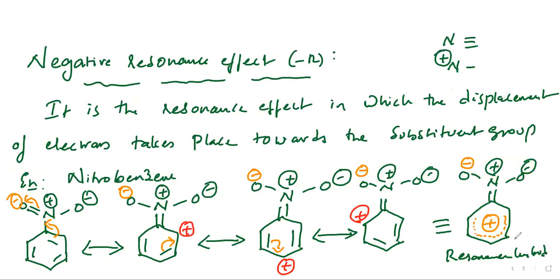Negative charge. And what is the negative resonance effect? It is a resonance effect in which the displacement of electrons takes place from the ring towards the substituent group. From the benzene ring towards the substituent group, that we call the negative resonance effect. Example, nitrobenzene. Is it clear, students? Till here, is it clear? Next, let us go for the next one, that is hyperconjugation.